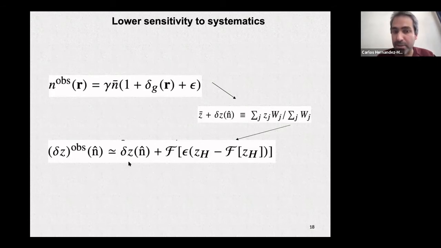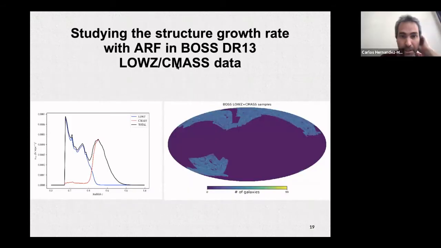So of course there might be some systematics, but our experience is that angular redshift fluctuations are a robust observable, in the sense that they are little affected by systematics that typically bias the number density of objects, the number of galaxies that you observe. Let me move on and show some application on real data.